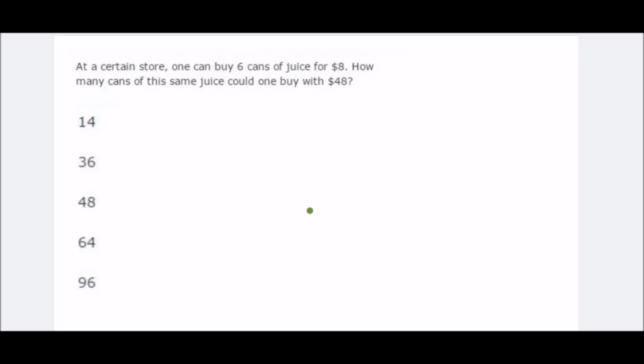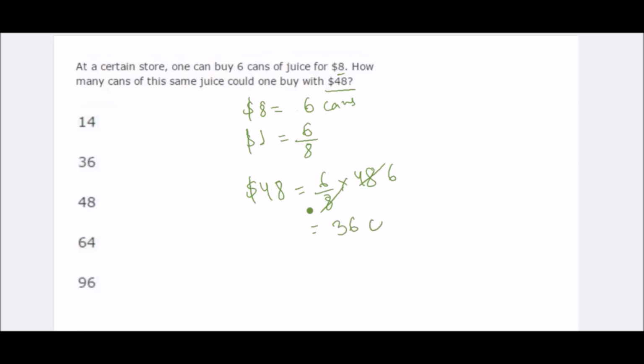So here is our next question. At a certain store, one can buy 6 cans of juice for $8. How many cans of this same juice could one buy with $48? So here we need to find out how many cans of juice we get from $48. So for $8 we get 6 cans of juice, right? So for $1 it will become 6 by 8 cans of juice, and for $48 it will become 6 by 8 into $48. So 8 sixes are 48, that will become 36 cans of juice. So our answer is the second option.